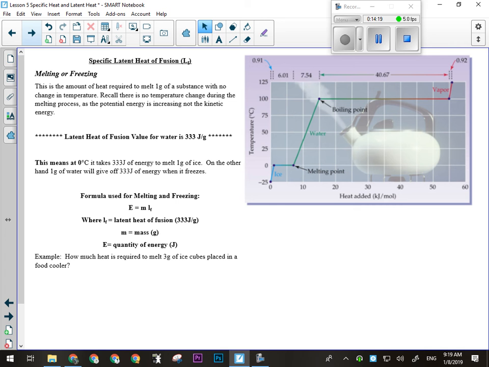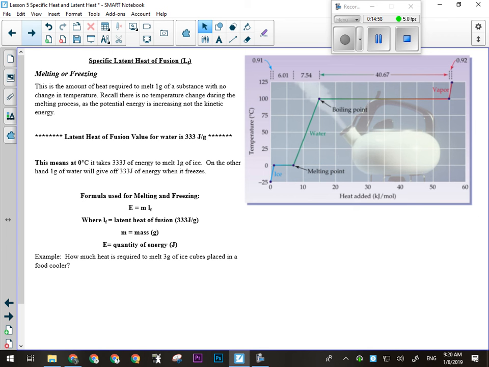All right, so what this means is that at 0 degrees Celsius, it takes 333 joules of energy to melt 1 gram of ice. It also means that if I have 1 gram of liquid water, it will give off 333 joules of energy when it freezes. You probably noticed in the fall, when ponds and lakes are starting to freeze, that steam kind of comes off of them. That's because energy is being lost rapidly by the water as it begins to freeze. It actually makes the air above the water a little bit warmer as the pond begins to freeze.